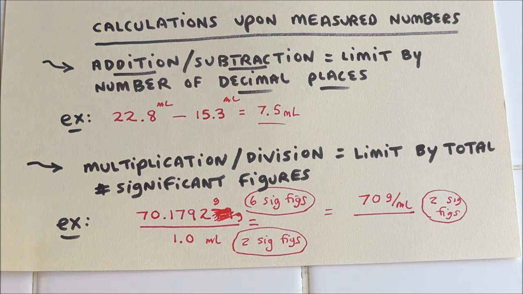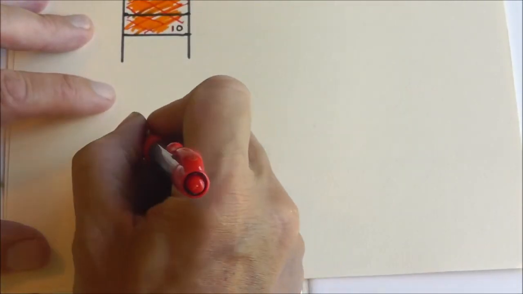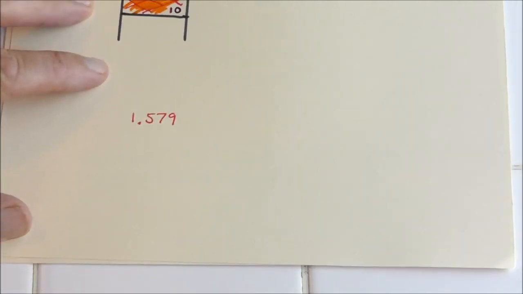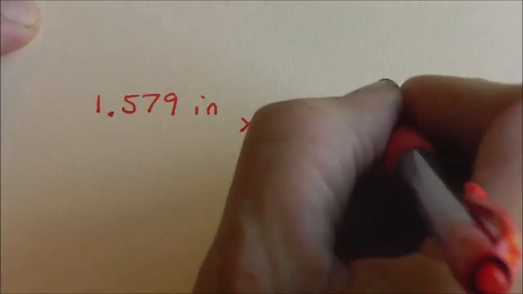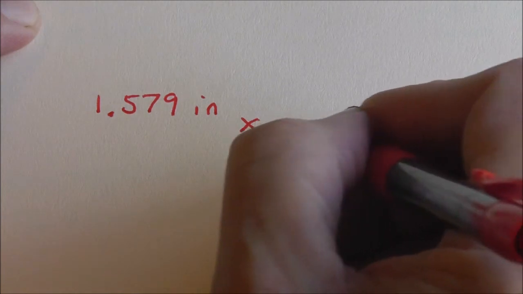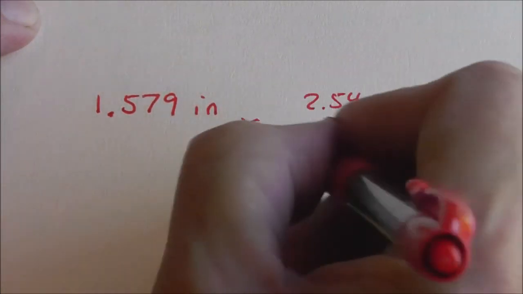Now, one thing I forgot to mention here, and I better write this down. What if you had to do something like this? 1.579. Okay, let's make that inches. And we're going to convert it to centimeters. 2.54, 1 inch is 2.54 centimeters.